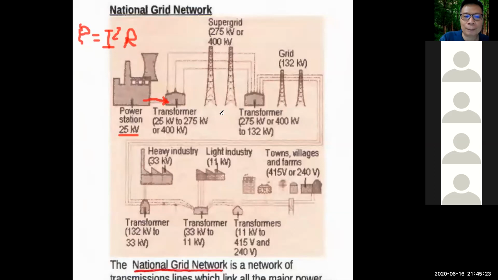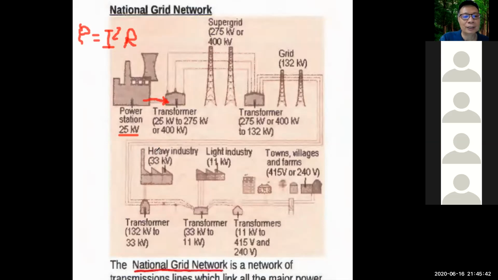That factory is considered heavy industry. So it uses 33,000 volt, only that one factory. The other factories, or small ones, like Batu Berendam, Aikro, are not heavy industry. Okay, so you see here, 33,000 for heavy industry.